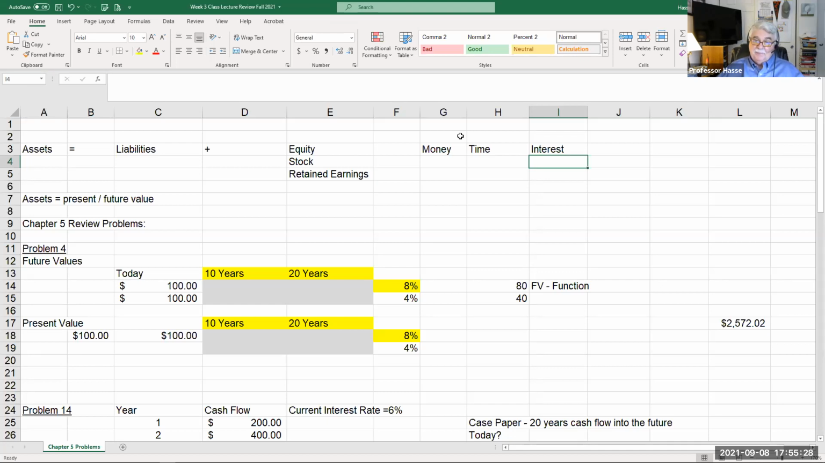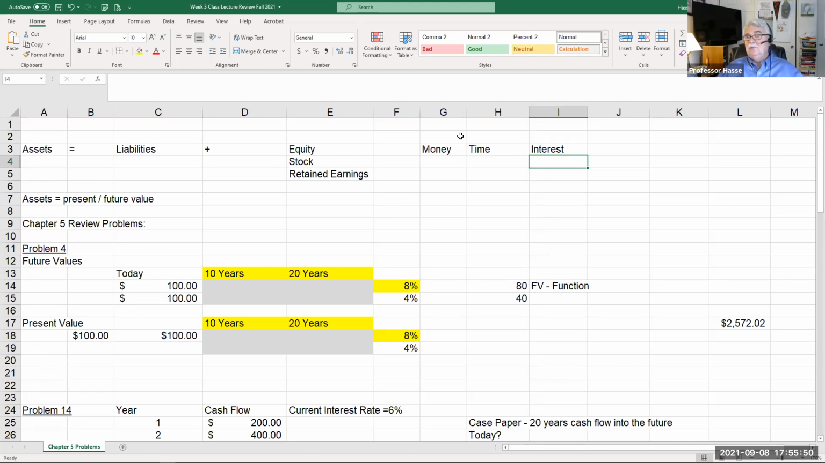Now there are some great apps that you can put on a laptop or on a tablet or even on your phone to do this. But the bottom line is you have to understand the 3 key things. How much money is involved? What time period are you dealing with? And what's the interest amount of the calculation?